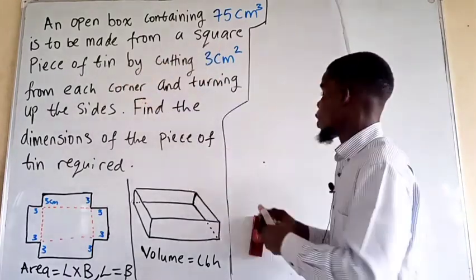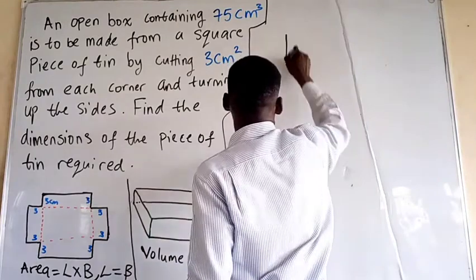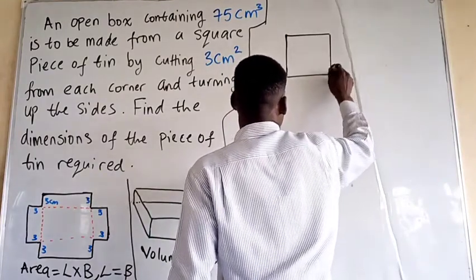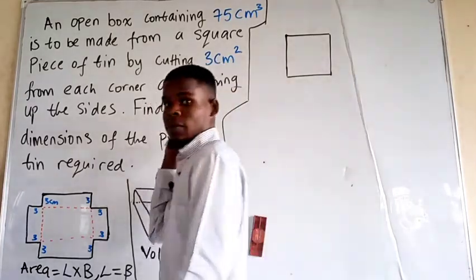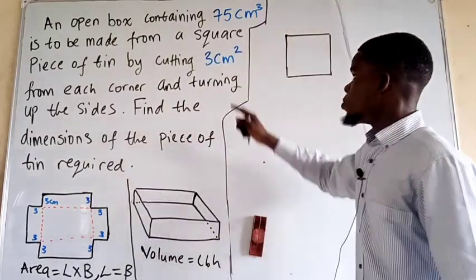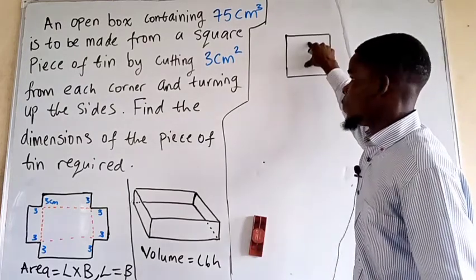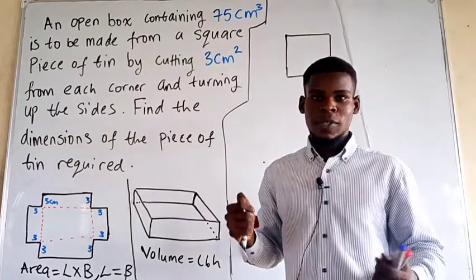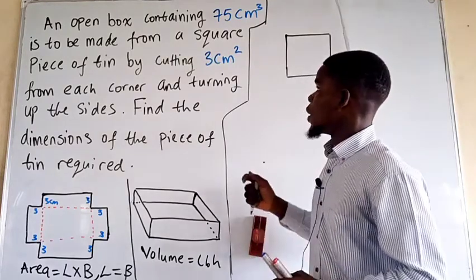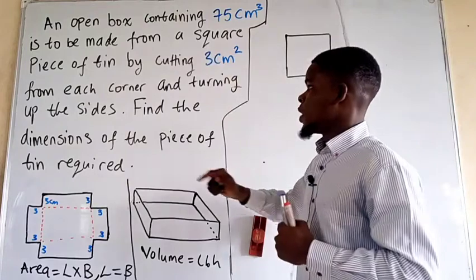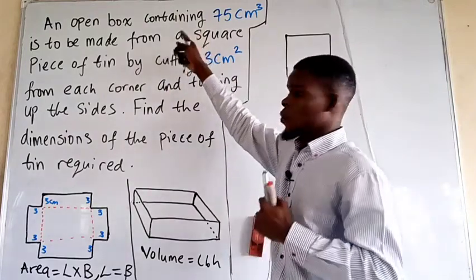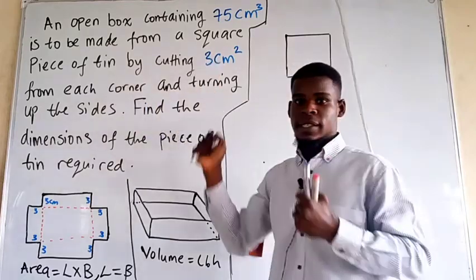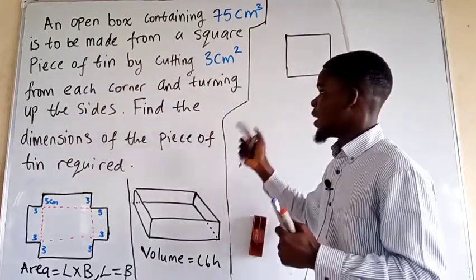So let's talk about the piece of tin. We have it to be a square, that means the length and the breadth are the same, so the four sides are equal. Let's say that is the piece of tin. We make a box from it, and the box has a volume of 75 centimeters cube. The box is made from the piece of tin by cutting 3 centimeters square from each corner, and turning them up.